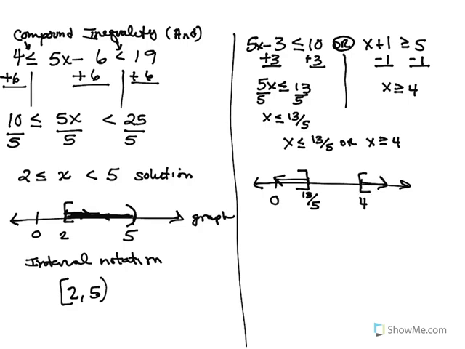So when we have ors, our solutions will usually go in separate directions. So from left to right, we read interval notation: negative infinity to 13 over 5, union with 4 to infinity. So we use this U, the union symbol, to unite these two sides together, okay? So x can be either or, either something from negative infinity to 13 over 5, or something that's 4 to infinity.